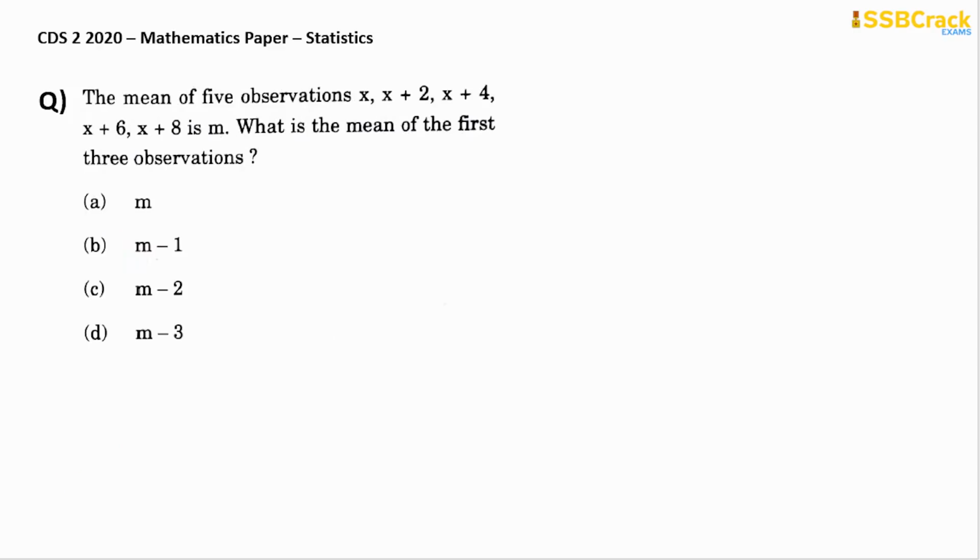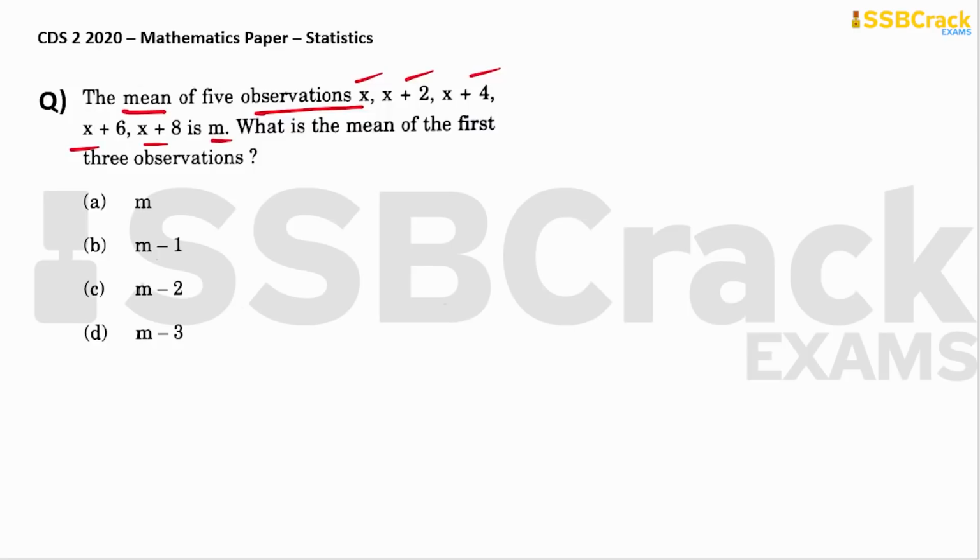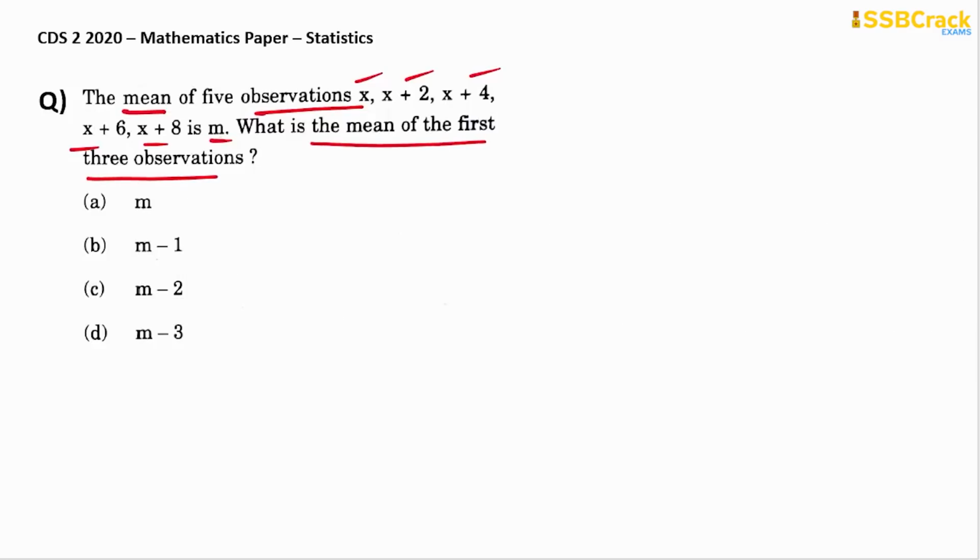Coming to the next question on statistics, here we have been provided the mean of 5 observations. The observations are x, x plus 2, x plus 4, x plus 6, x plus 8, and the mean of these observations is m. They asked us what is the mean of the first 3 observations. So what is the given information? The mean of the given observations, which are 5 in number, is m. The original mean m is for all 5 data values, and the first three are x, x plus 2, x plus 4.